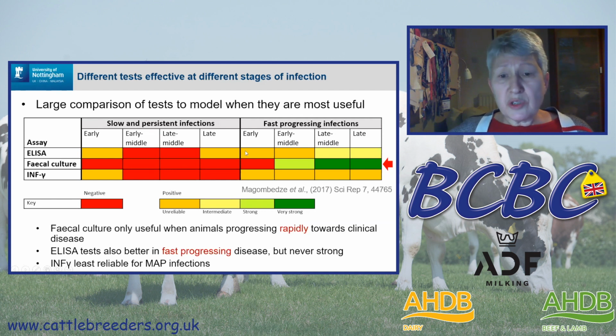Similarly, with the ELISA test, we saw this sort of progression towards the point where the test becomes useful. And again, in the fast progressing cases, you get that progression from unreliable up towards intermediate or strong. Whereas in the slow animals, you get a bit of an unreliable response early, it disappears in the middle, but comes back again late on. And again, interferon gamma doesn't seem to work terribly well for MAP. And remember, this is disease specific in either form of the disease.